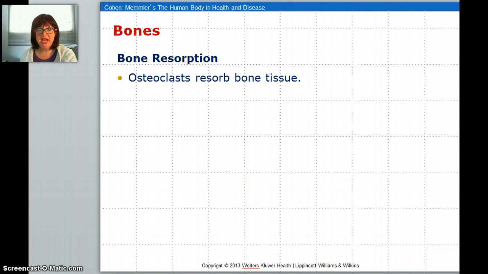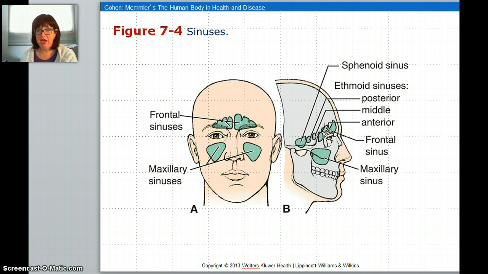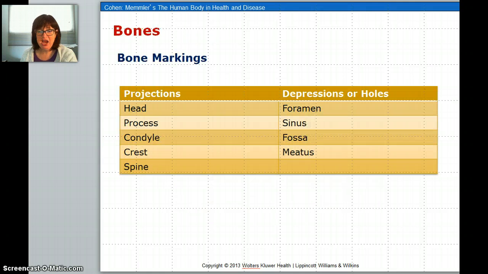Okay. Next, when you look at the head, the cranium, there are sinuses inside the cranium. They help with pressure. They also help with breathing. Now, some bone markings. You have a head. You have processes, and processes can be condyles. A condyle is something that articulates on. You have a crest.